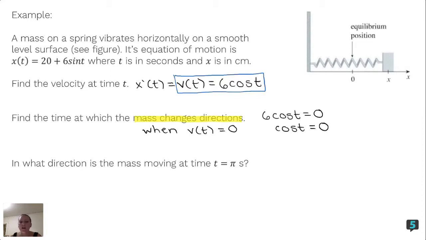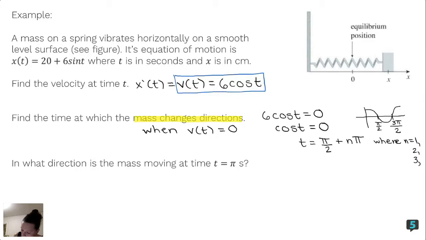Awesome. Good. The other thing that you can think of is, I personally think back to the graph of cosine a lot. So I know that this is pi over 2, and this is 3 pi over 2. And I know that this cosine graph would just continue on. So when we solve this, we're going to find that this happens at pi over 2, but it then continues to happen every additional pi from there. So we're going to have to generalize this as plus n pi, where n equals 1, 2, 3, and so on.